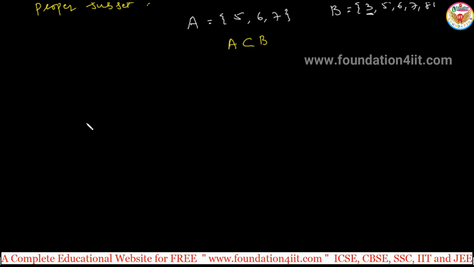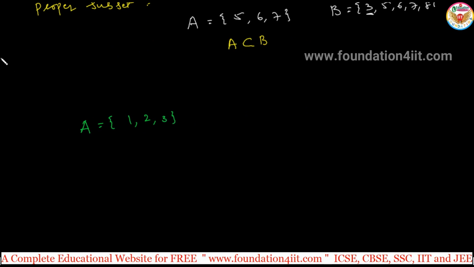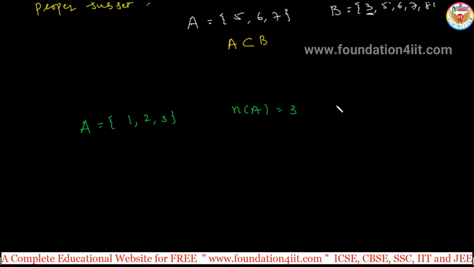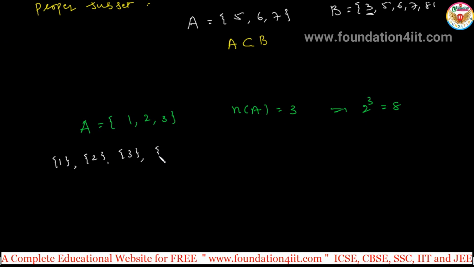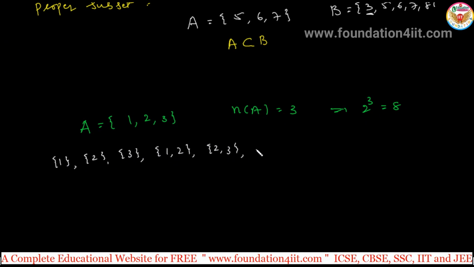Now let us take one set A having elements 1, 2, 3. Now n(A), the number of elements in A, is 3. Then the number of subsets is 2 to the power n. So 2 power 3, 8 subsets we can make using only 1, 2, 3. That is, only 1, having one element, is a subset, and 2, 3 we can take. Next 1 comma 2, again 2 comma 3, 1 comma 3.